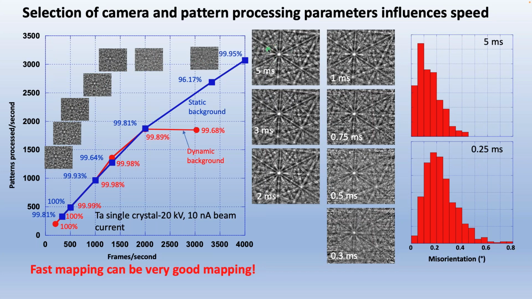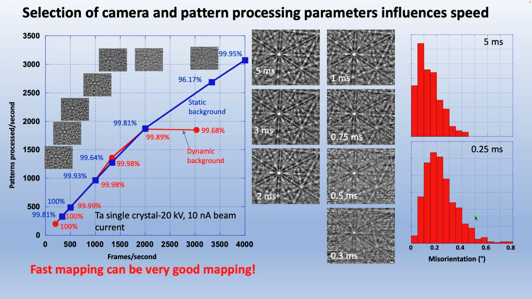So here's a nice pattern acquired with 5 milliseconds of dwell time. You see it's very nice, very well defined. Even the 3, 2 are very good. As we get much faster, down here like 0.3 milliseconds, the patterns get a little bit blurry or noisy. And what you see here is a plot of the misorientation across an area of the tantalum single crystal. If we go slow, we have a very tight distribution. You can see this is shifted down relative to the very high speed acquisition here, where we're now seeing a much wider spread in data, although this difference isn't that significant for most applications. So fast mapping is good mapping.